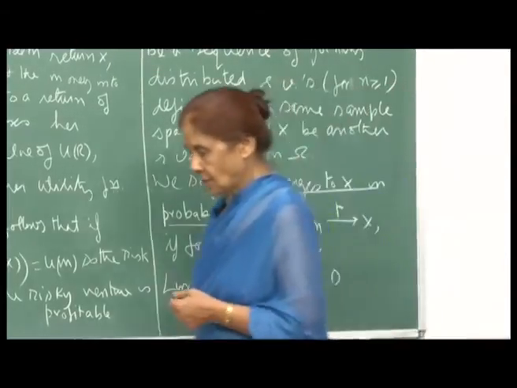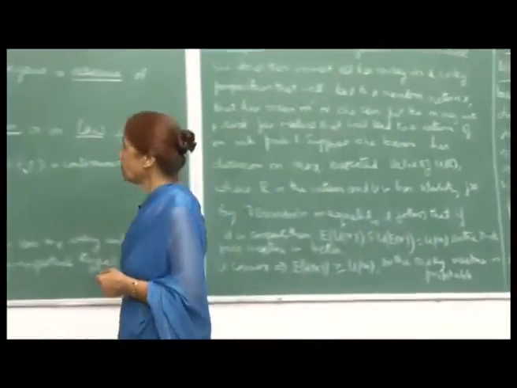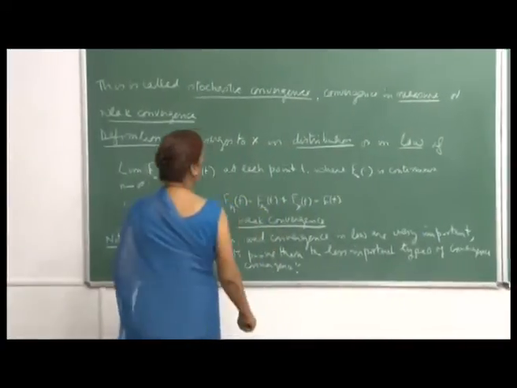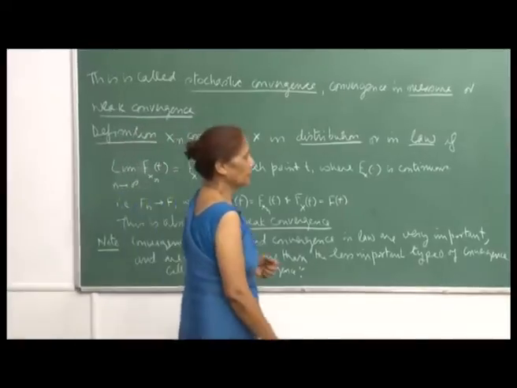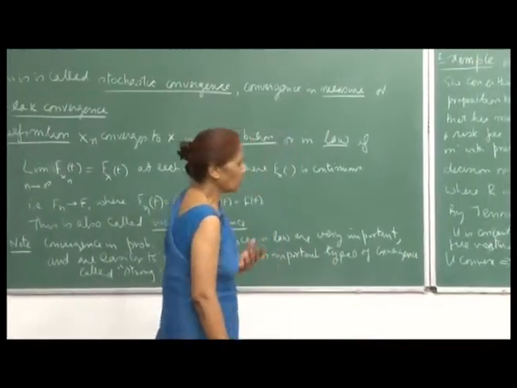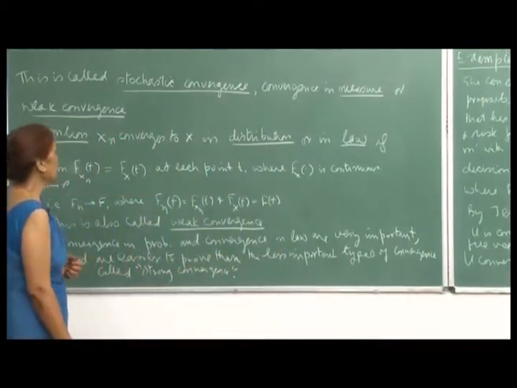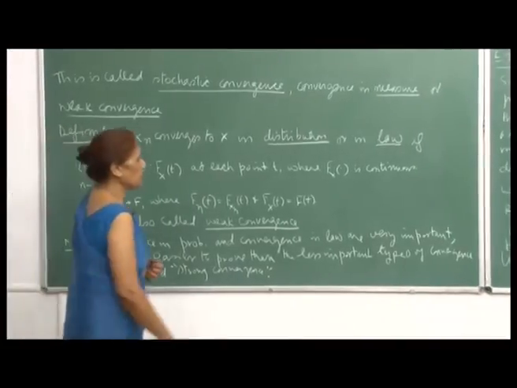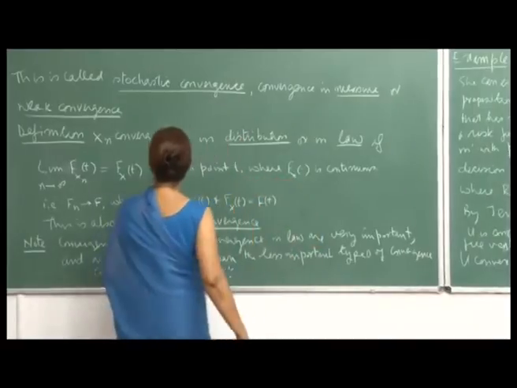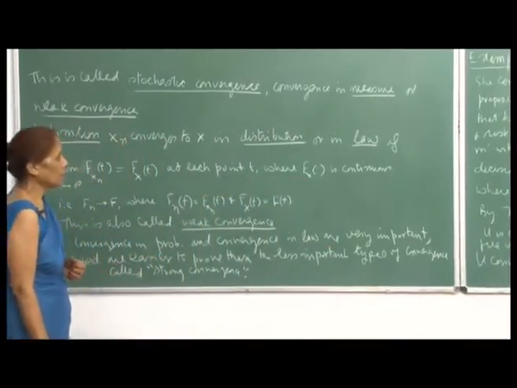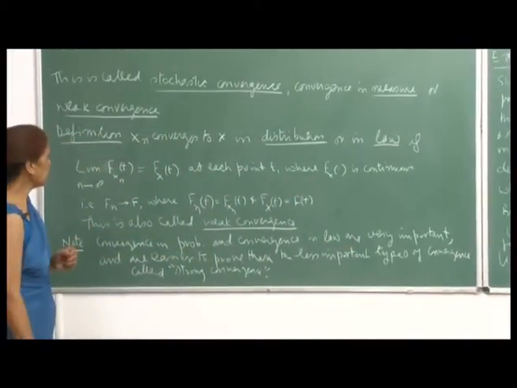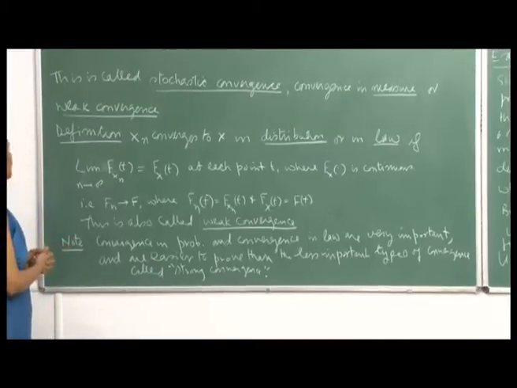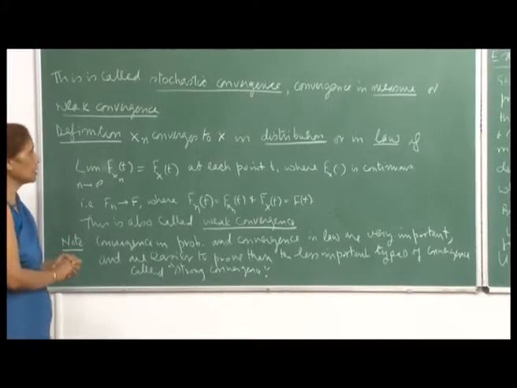Then the other definition that I want to make is that of convergence in distribution. Convergence in probability is also called stochastic convergence, convergence in measure, where measure is your probability here, or weak convergence. So this is one definition, and the other is the convergence in distribution.